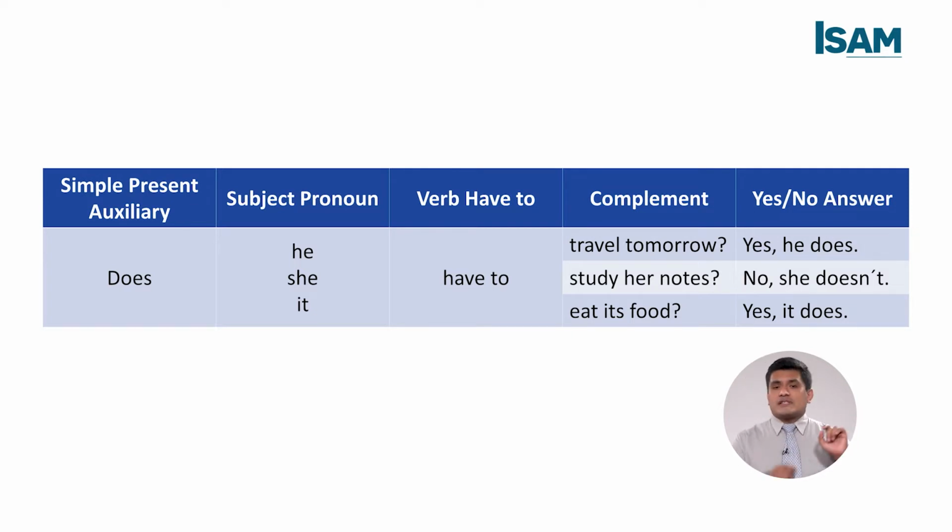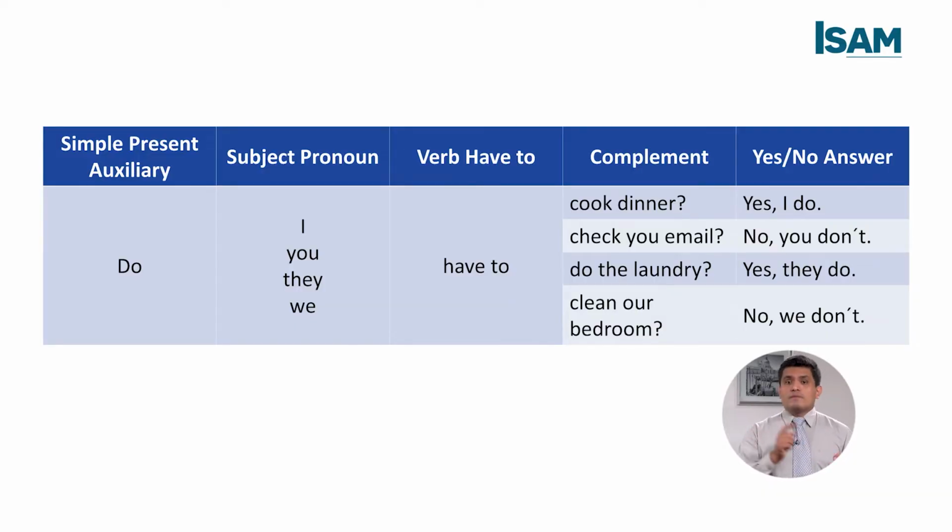For example, does he have to travel tomorrow? It's a question. But if we use the subject pronouns I, you, they, or we, we are going to start our question with the auxiliary do. Do I, do you, do they, or do we have to? And we are going to complete our question. For example, do you have to check your email?